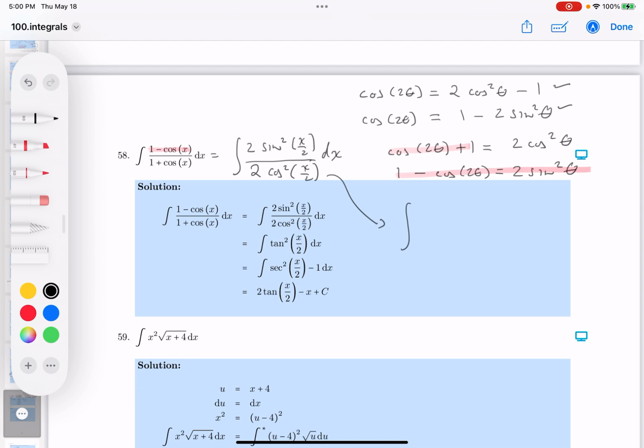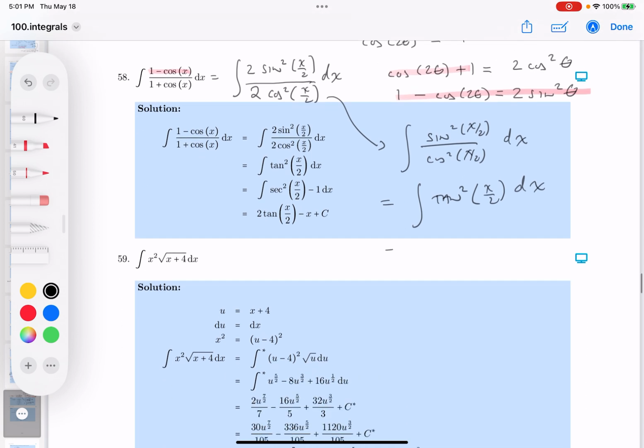And what do I see over here? I see sine over cosine. Let me just make sure I'm seeing that. I can get a tangent now. Tangent squared, that is. I'm going to write the tangent in terms of secants. And that's going to be secant squared x over 2 minus 1 dx.